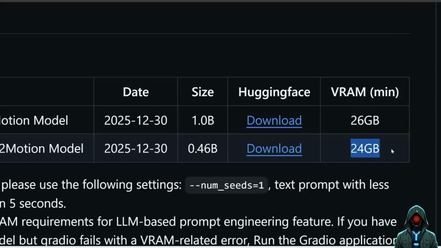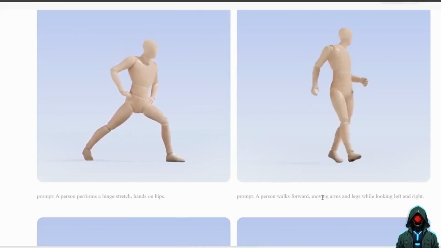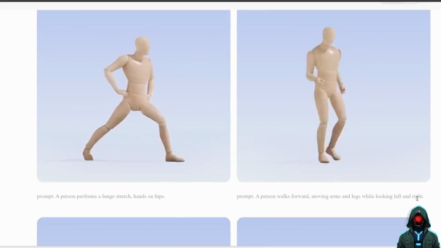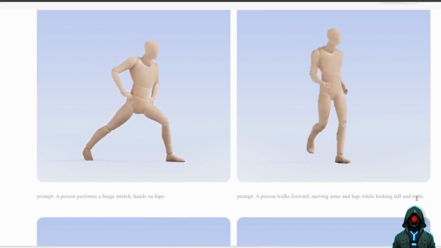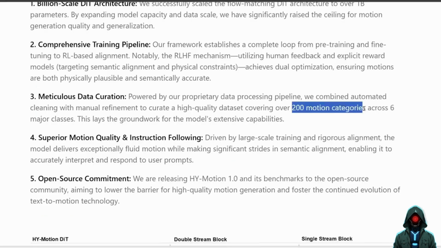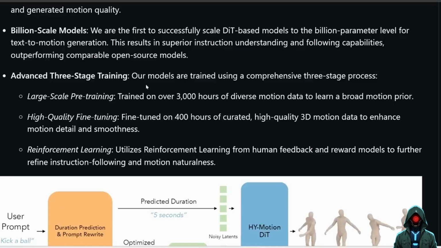That's the power Tencent is putting into the hands of developers and creators. This isn't just another incremental update. HiStream 1.0 is the first text-to-motion model built on a diffusion transformer (DiT) architecture to be scaled up to 1 billion parameters. This massive scale is a key reason for its superior ability to understand and follow complex instructions.